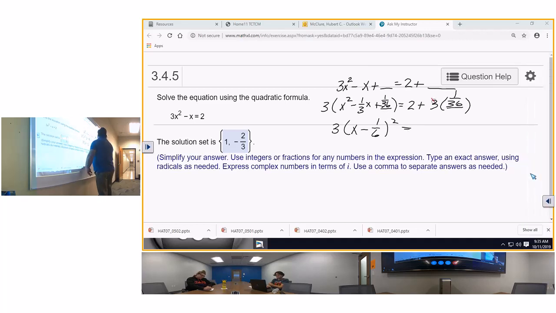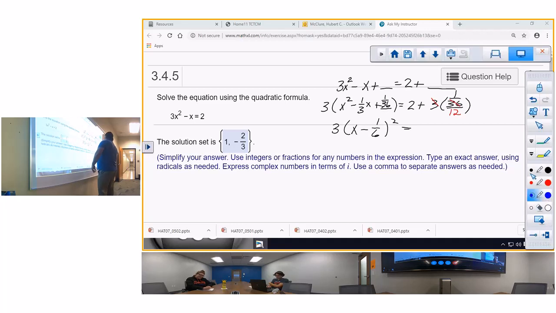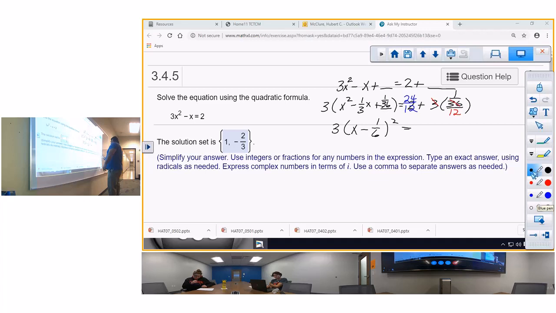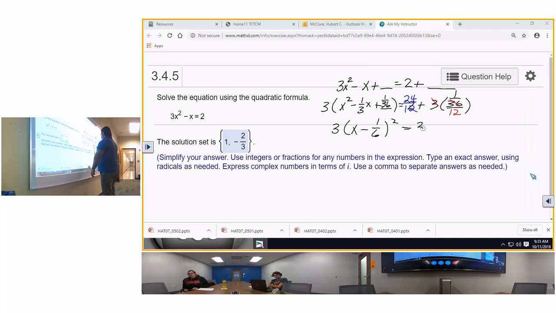A 12, Hubert. That's right, class. And that means I'm going to change this into 24 over what? I'm sorry, 12, right? So what's 24 plus 1? Now, is that good? Yes, good, because 25 is what? It's a perfect square.